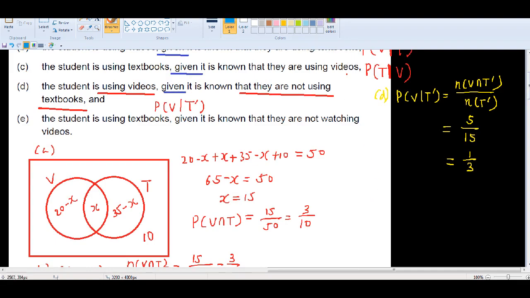Okay, let's do part E as well. I'll use another color. Student using textbook, given it is known that they're not watching videos. So they're using textbook but not watching, given that they are not watching videos. Okay, so this is the probability. Again, you see this is a conditional probability.